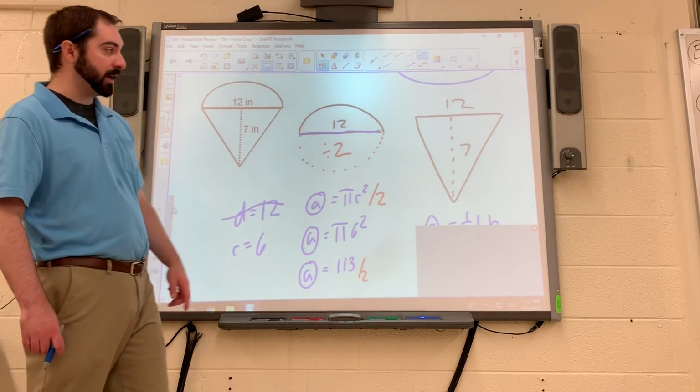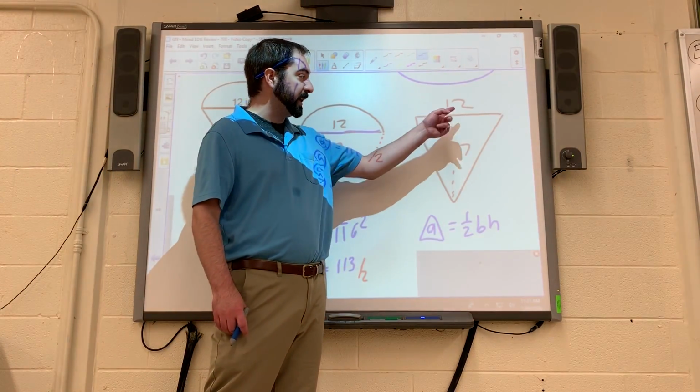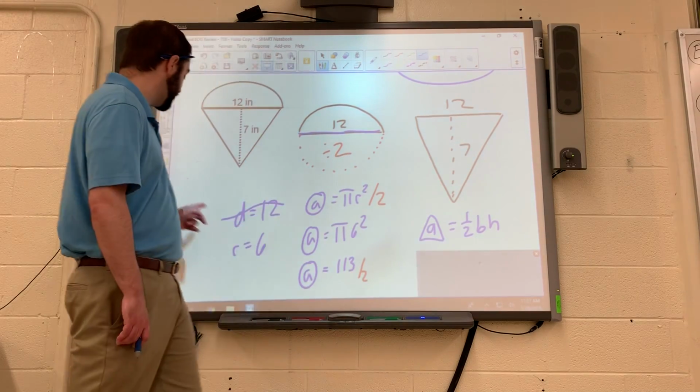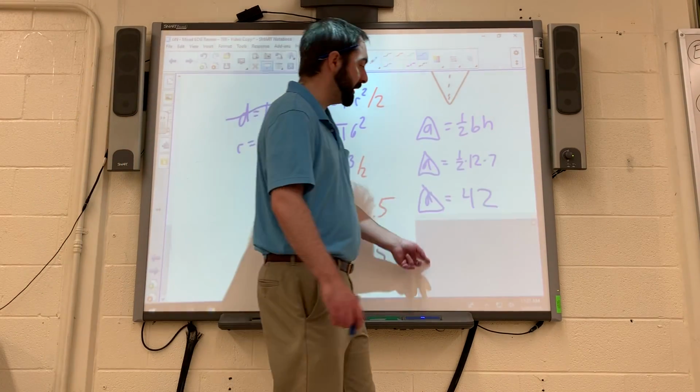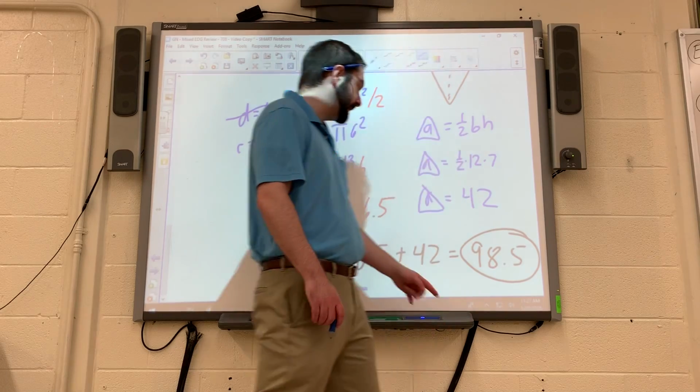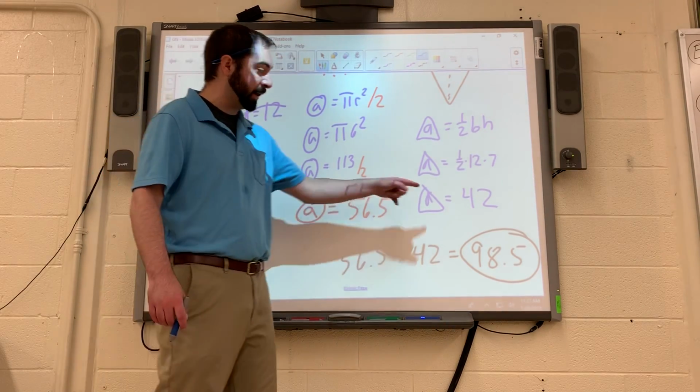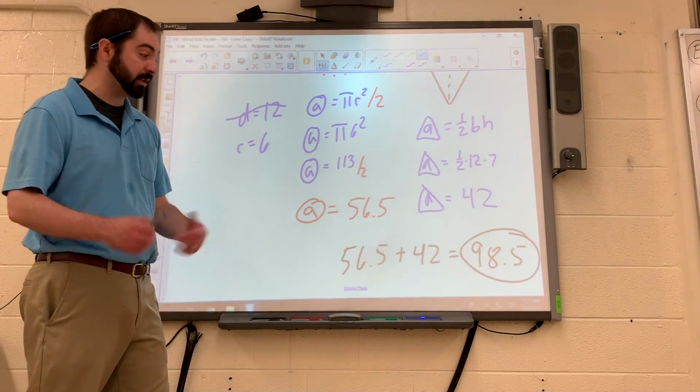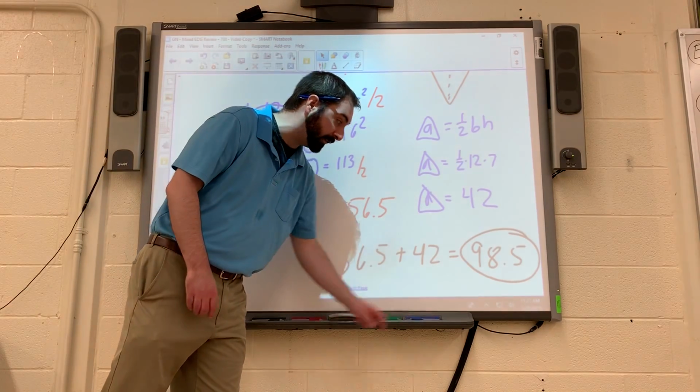From there, my triangle, 1/2 base times height. I have a base of 12 and a height of 7, so 1/2 times 12 times 7 gave me a grand total of 42. Again, I had the area of my half circle and my area of my triangle. Add them together, should have gotten a total area of 98.5.